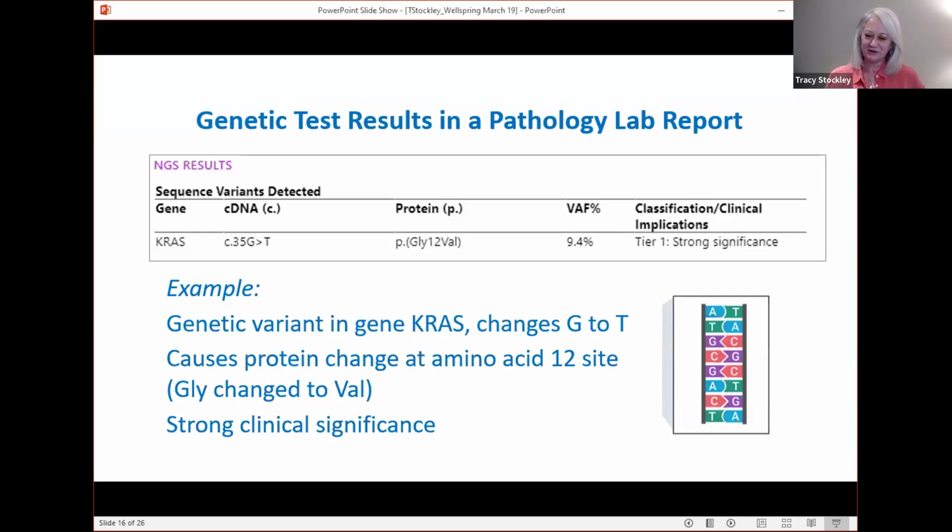And then again, just going across, you can see that the lab has said this has a strong clinical significance, meaning it's very important for your care. The oncologist should pay attention to this result. And the tier classification just really helps to highlight. Some patients, of course, will have many different genetic variants, and by putting a tier on it, you're bringing that up to the top to say to the people on your healthcare team, pay attention to these variants. They're very important for the patient's care and treatment.